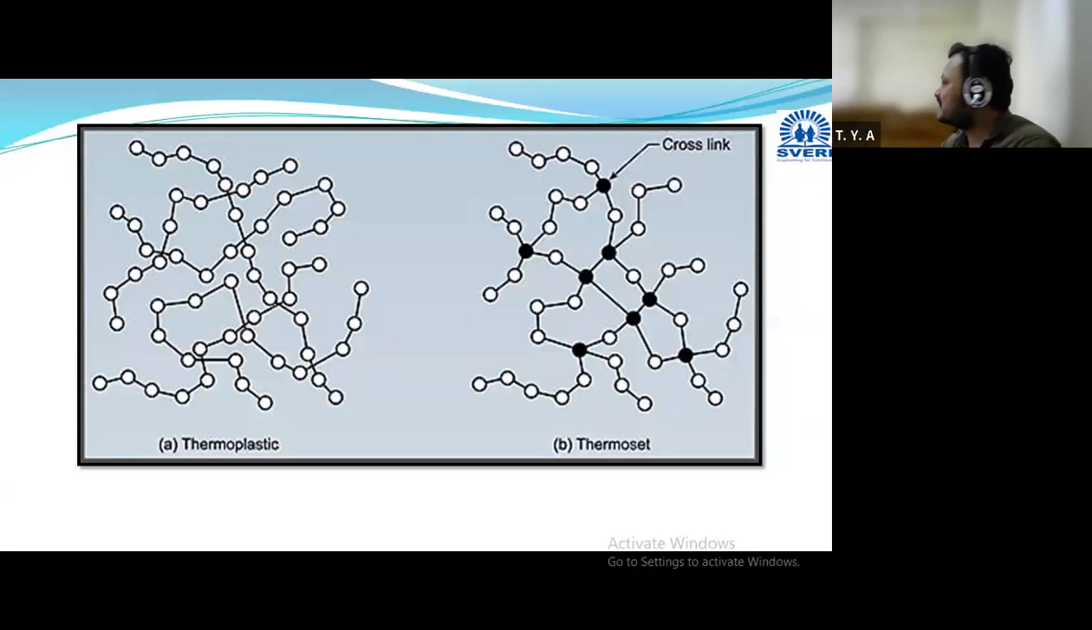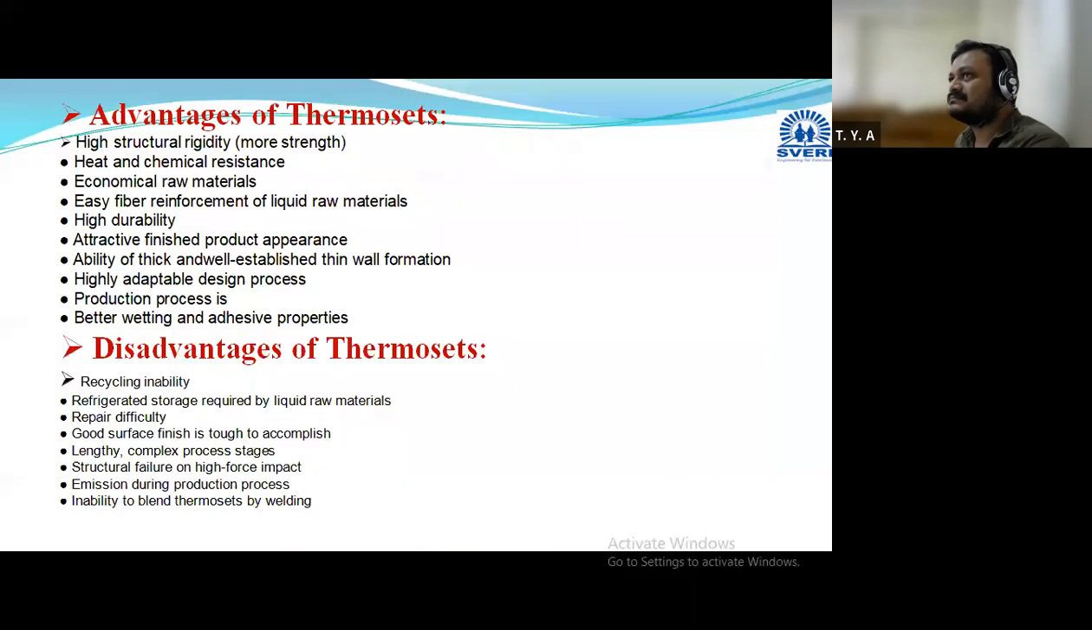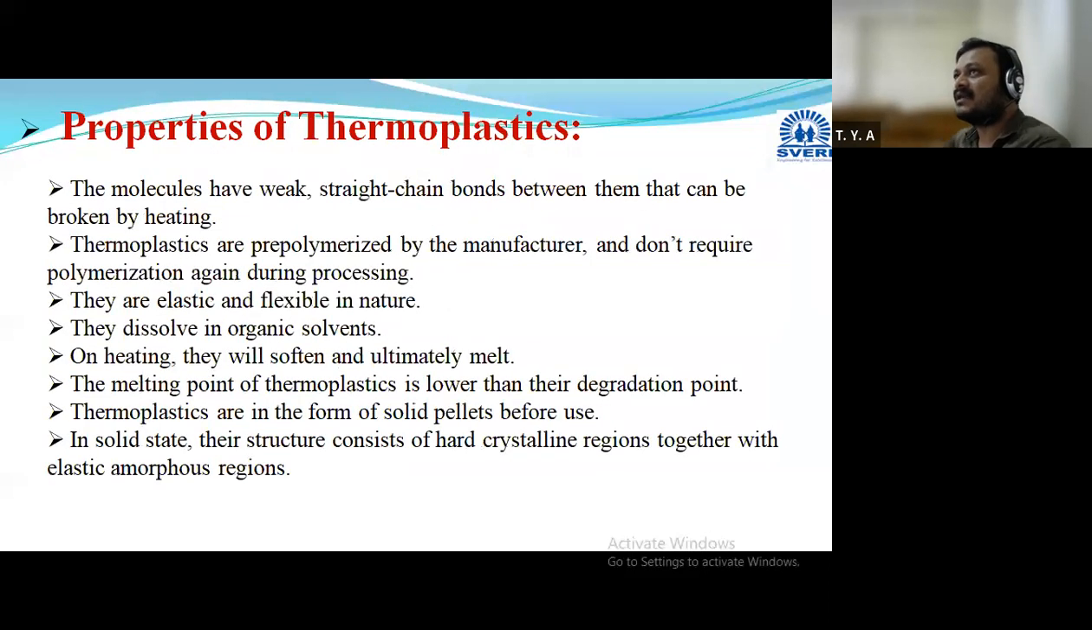But in case of thermosetting material, that bond is very strong between the molecules. That's why we cannot do the reshaping again and again. This is the basic difference related to the molecule bond, and depending on these basic structures, you can decide the properties. Here, the molecules have weak bond and straight chain bond. That's why it can be broken by heating.